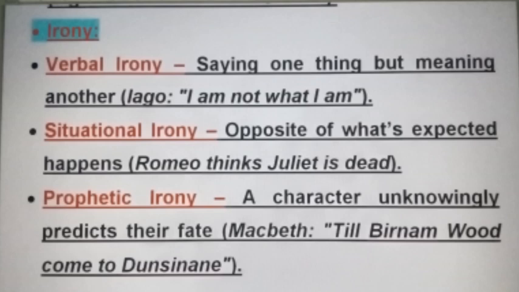The next literary device is irony. Verbal irony, for example, saying one thing but meaning another. Iago says, "I am not what I am." Then situational irony, that is, the opposite of what is expected happens. For example, Romeo thinks Juliet is dead. The next, prophetic irony, that is, a character unknowingly predicts their fate. For example, we can see Macbeth says, "till Birnam wood come to Dunsinane."